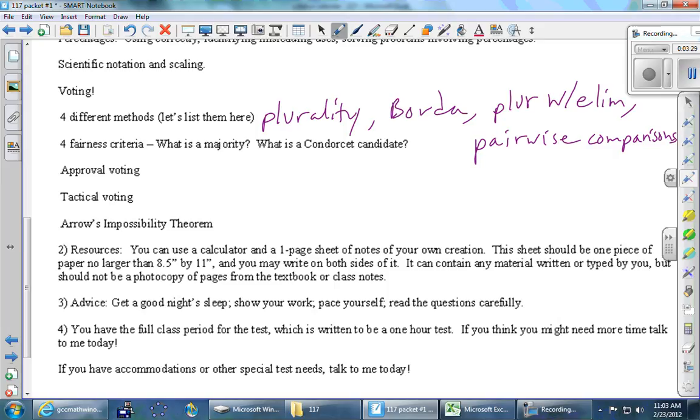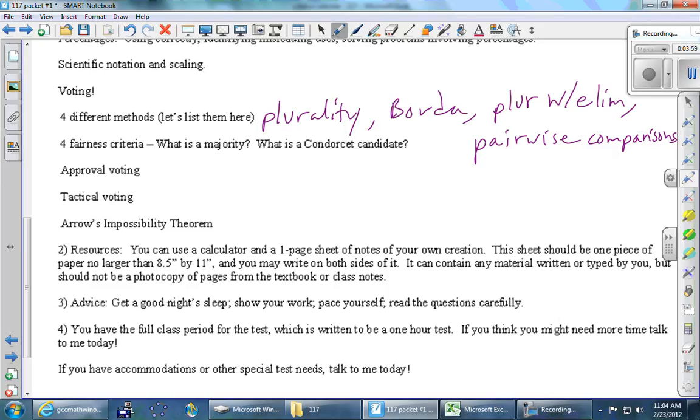Condorcet was one of the fairness criteria. So we had 4 different ways to find a winner, and the Condorcet criterion was one of these parallel track things to see if how we found the winner was fair. So the 4 fairness criteria: one of them was the majority criterion, the next one was the Condorcet criterion, and then we had 2 others, the monotonicity and the independence of irrelevant alternatives criterion.